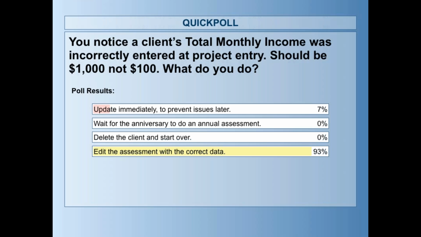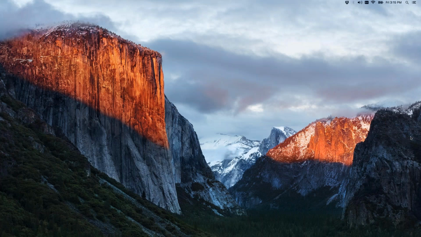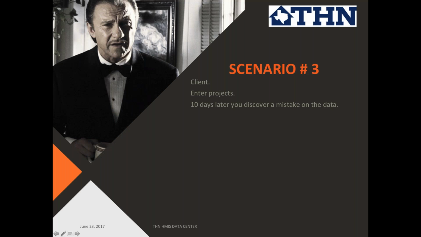You are completely right, 93%. You guys know your stuff. Why are we having this training? Yes, you edit the assessment. That is the right call. The appropriate action is to edit the record, to change the 100 to 1,000. This is not new data. This change will accurately reflect the client's income as of the project entry date.